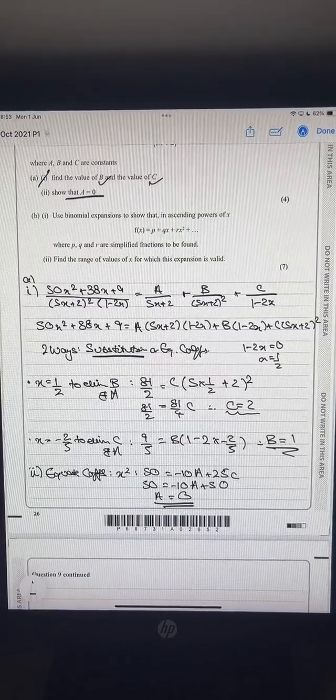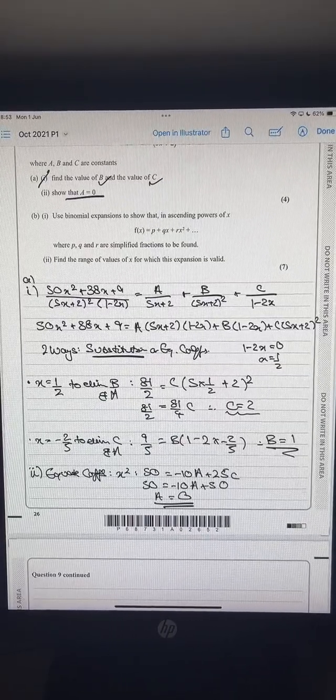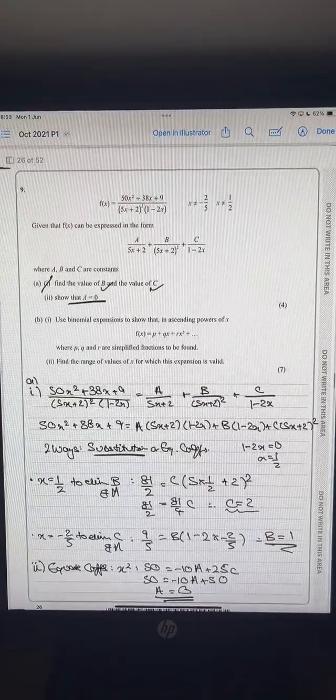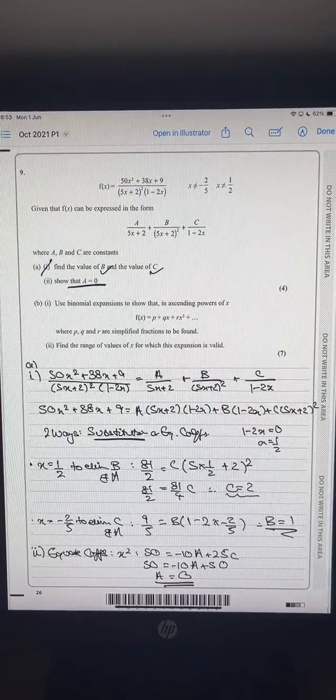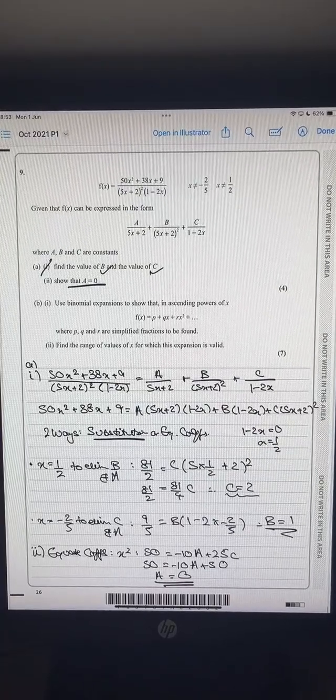And that's all you have to do there, just show that a is equal to 0. So for part A, it's a pretty standard partial fractions question, a bit more working to do because you've got to do substitution and equating coefficients. You can do it all in one way or the other, it just might be a bit longer. This way I find it much easier.